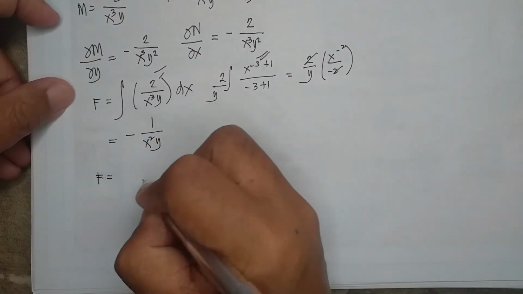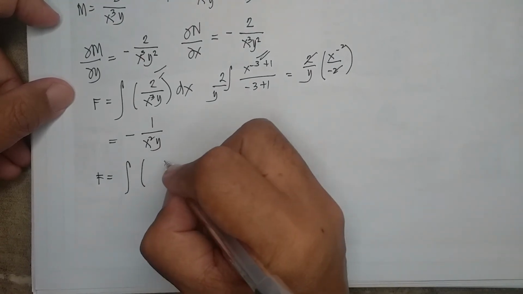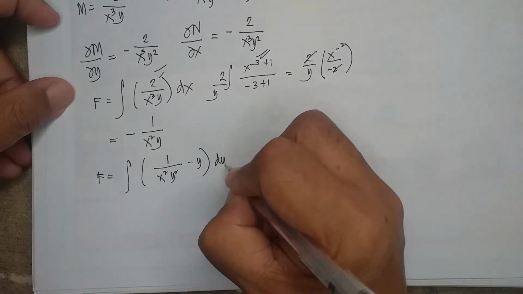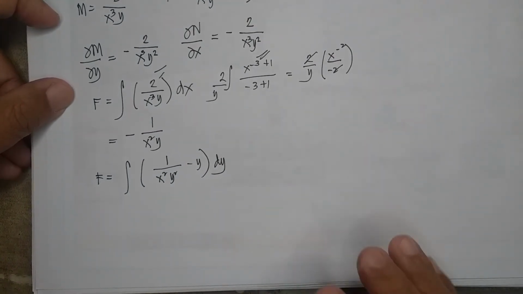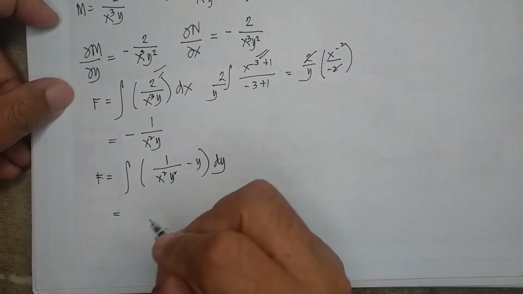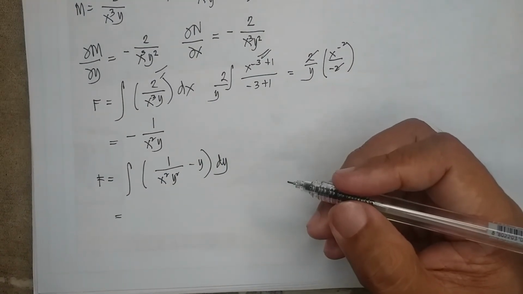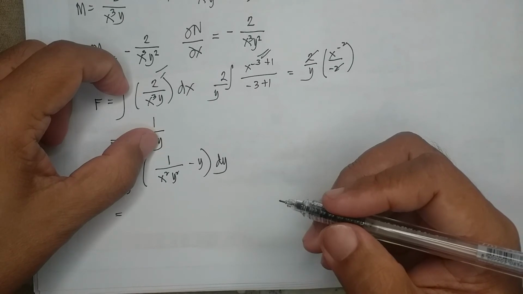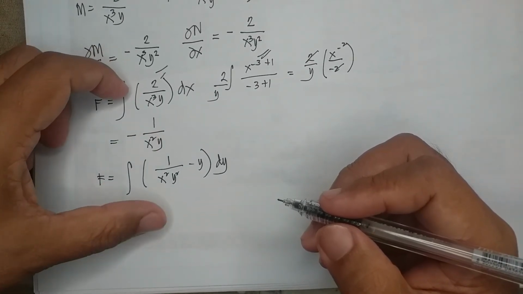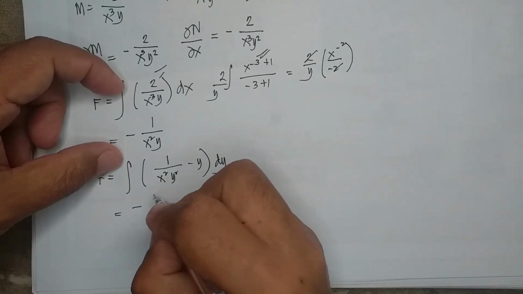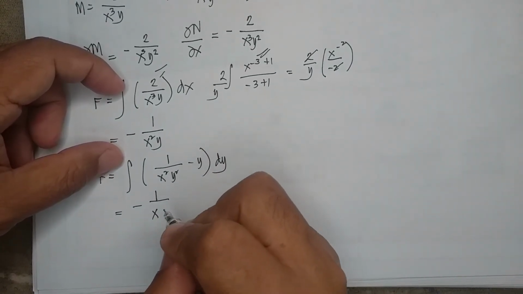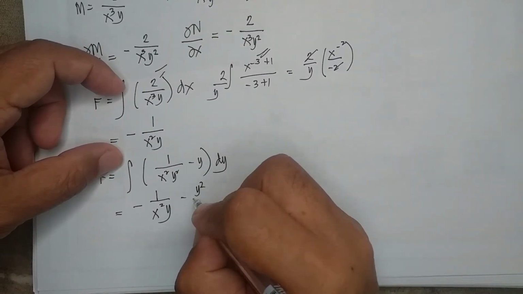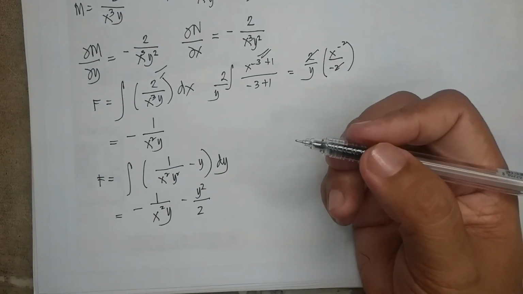So the second f should be the integral of N, that is 1 over x squared y squared minus y dy, again holding x constant this time. So we have the integral of y to the negative 2 over x squared, so we have negative 2 plus 1 over negative 2 plus 1. So we have negative 1 over x squared y minus y squared over 2. This is the second value of f.